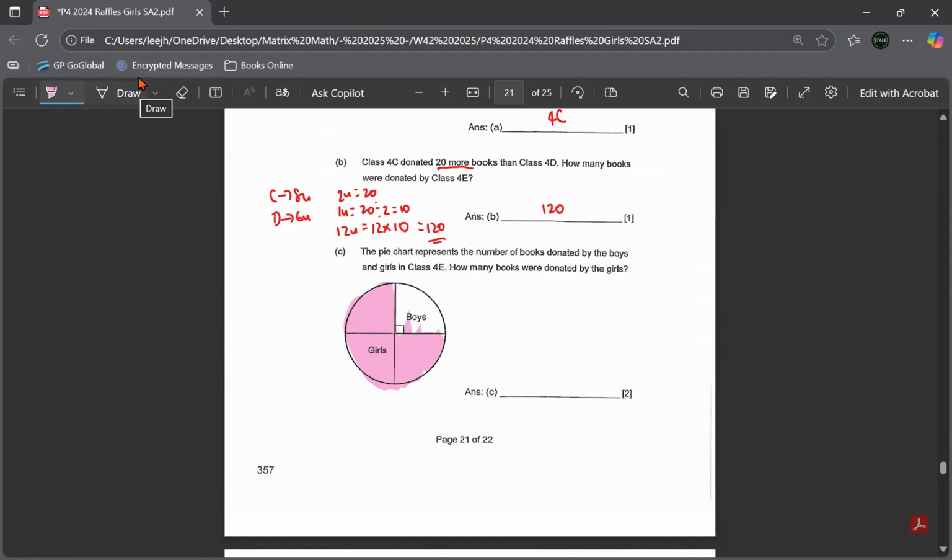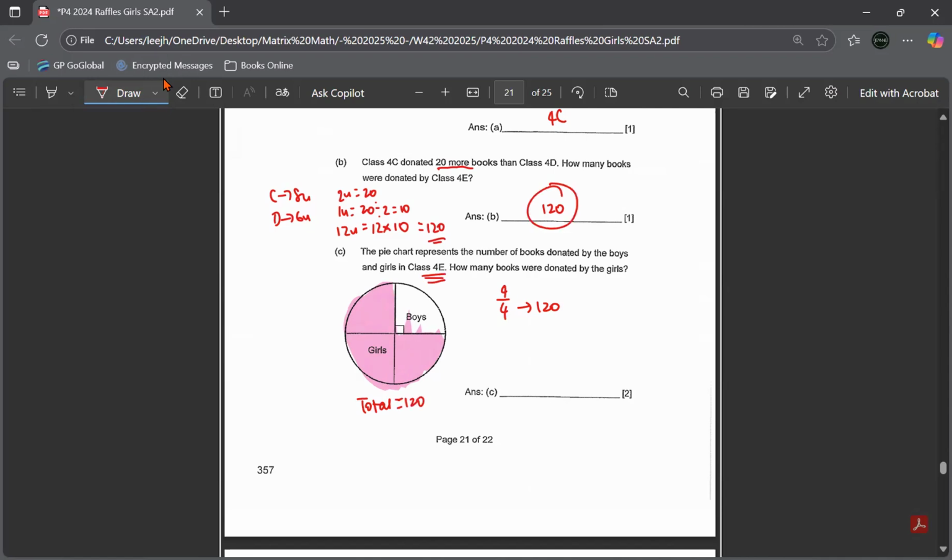So I want to know, okay, 4E. How many books are from 4E? You know from the previous question is 120. So this entire thing is 120, which is like 4 quarters. So 4 over 4 is 120. This is total 120 lah. Because this is from class 4E. And we know 4E got 120 books. So you look for 1 over 4. 120 divided by 4. 30.